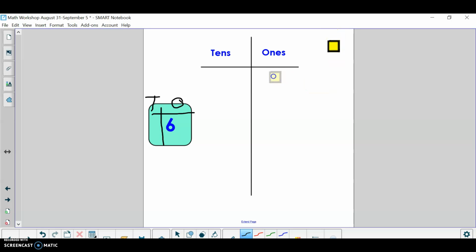Here we go. 1, 2, 3, 4, 5, 6. Good job. Let's keep going.